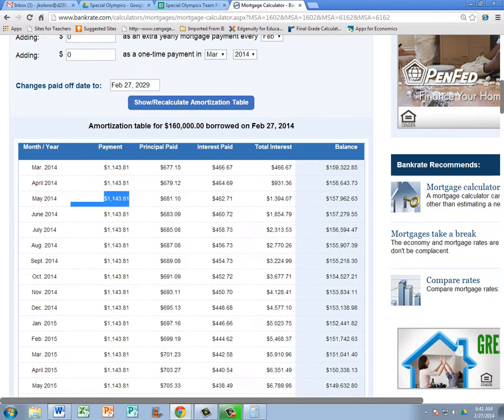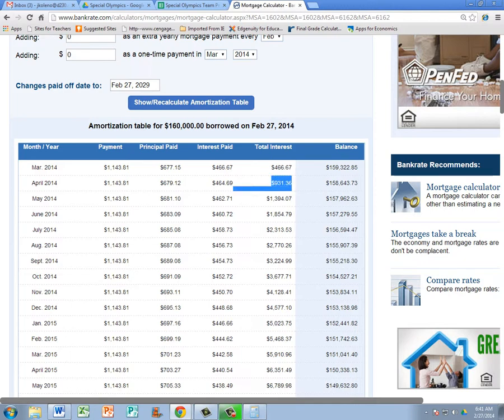Month after month it's the same payment. But only $677 of this amount is going towards paying off the $160,000 that we owe back to the bank, where $466 of it is going towards paying off the interest that we owe. So this is called principal, this is called interest. Principal is the amount we originally borrowed from the bank. So we've paid a total of $466 this month in interest.